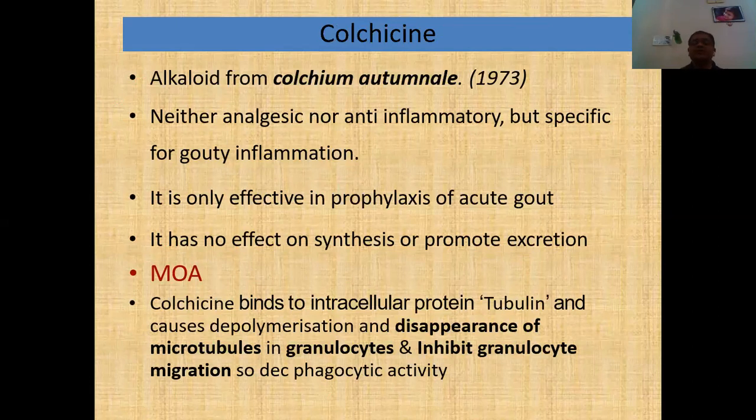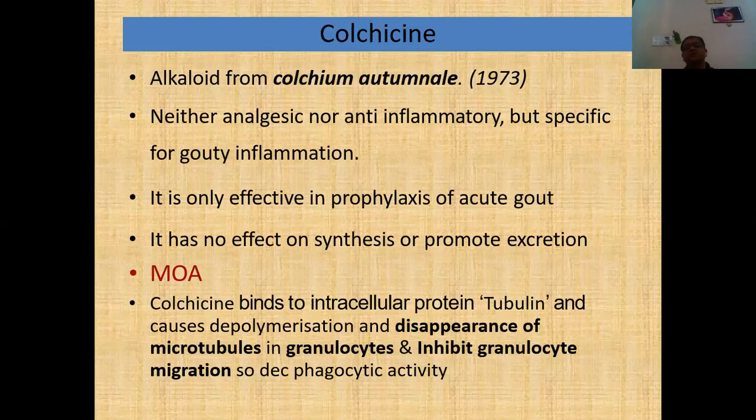It is only effective in the prophylaxis of gout. Whenever an acute gout condition is there, a drug of the colchicine type should be given. Then, how does this drug show its action? It has no effect on uric acid synthesis or on promoting its excretion.